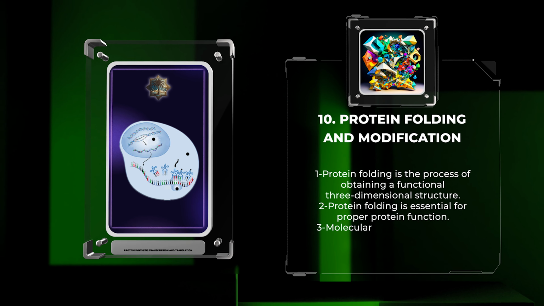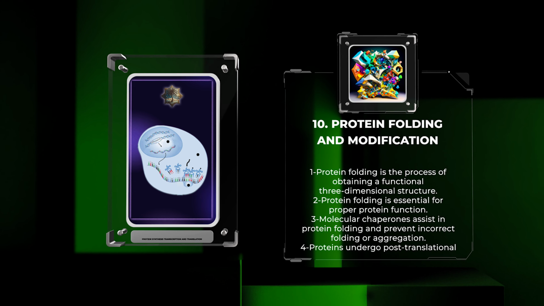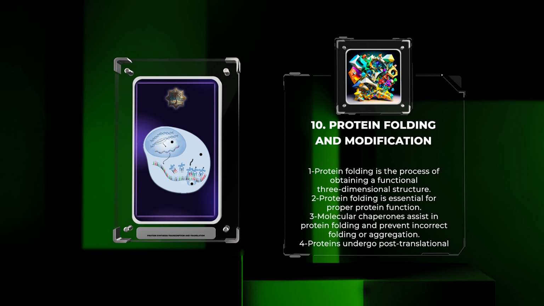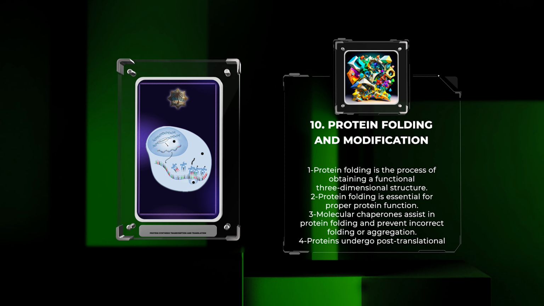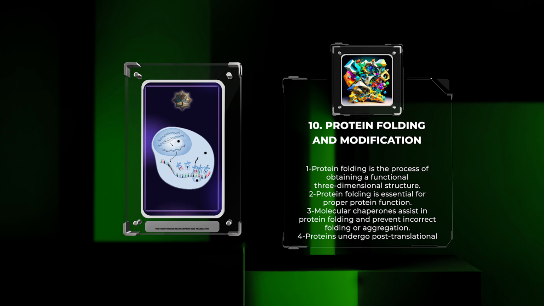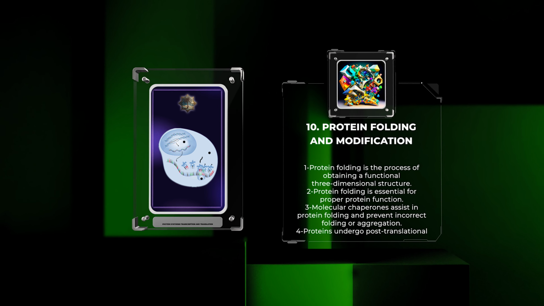After translation, the newly synthesized polypeptide undergoes folding into its functional three-dimensional structure. This process, known as protein folding, is essential for proper protein function. Molecular chaperones assist in this process, preventing incorrect folding or aggregation. Additionally, proteins may undergo post-translational modifications, such as phosphorylation, glycosylation, or lipidation, to acquire their functional diversity.